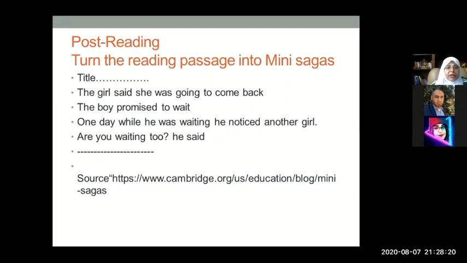The girl said she was going to come back. The boy promised to wait. One day, while he was waiting, he noticed another girl. Are you waiting too? he said. So what do you think will happen at the end? So end this part. And what title would you give for that? Any clues? What title will you give for that? What do you think happened at the end? Because here, he noticed another girl.